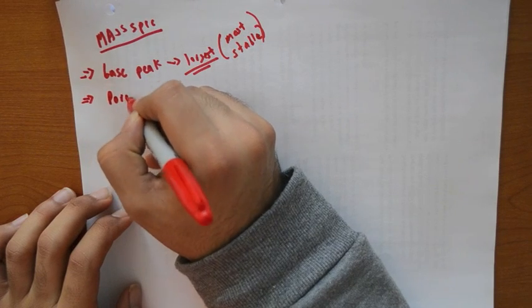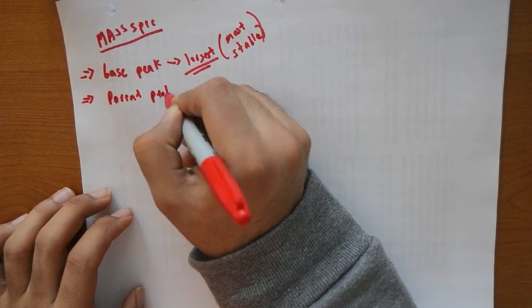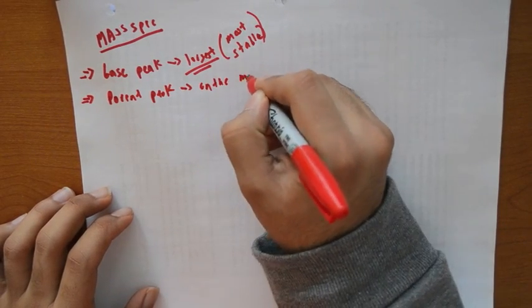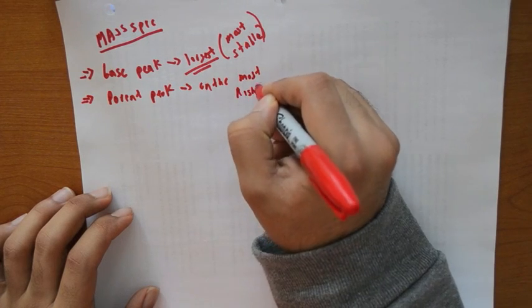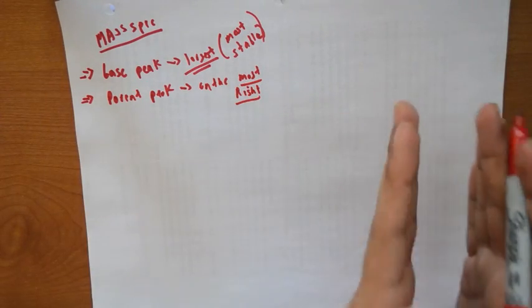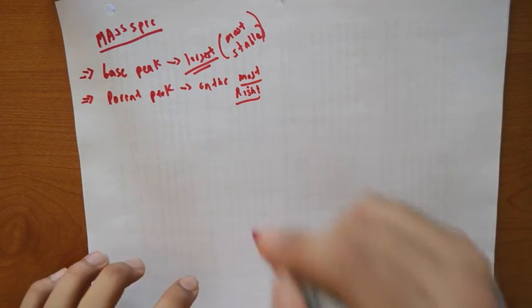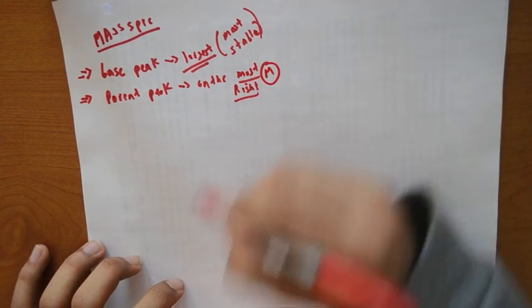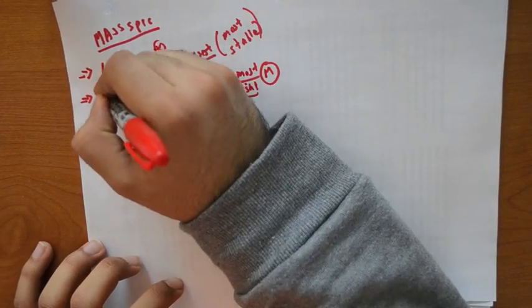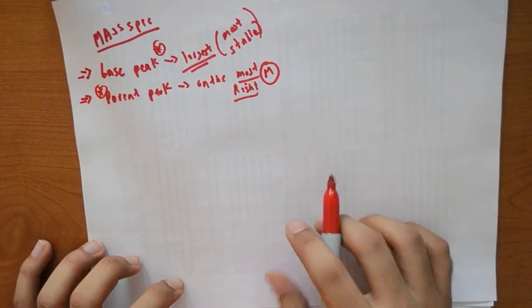Another one is called a parent peak. The parent peak is the peak that is on the most right. That is actually the mass of your whole structure, the whole molecule, and you call that M. So base peak, the largest peak; parent peak, the most right peak.